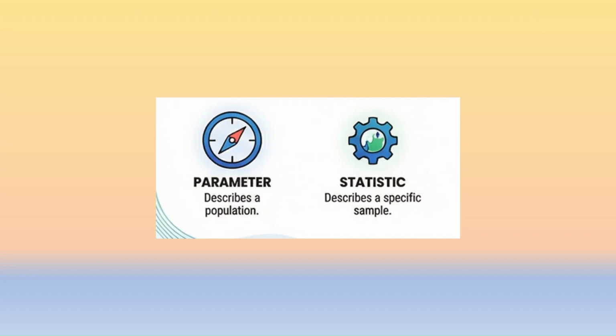A parameter is a numerical value that describes a characteristic of a population. For example, the average blood pressure of all patients in a hospital. A statistic, on the other hand, describes a characteristic of a sample. For example, the average blood pressure of 100 selected patients in a research study. We usually calculate statistics from samples and use them to estimate population parameters.